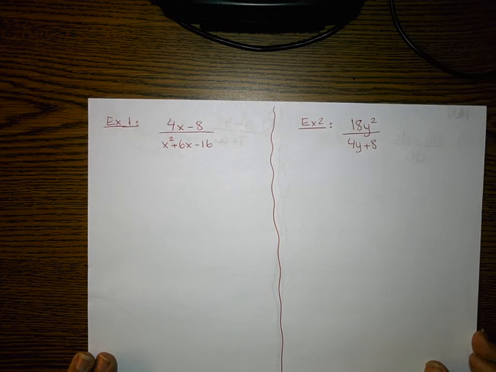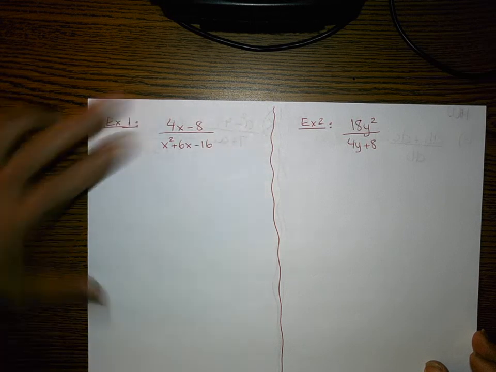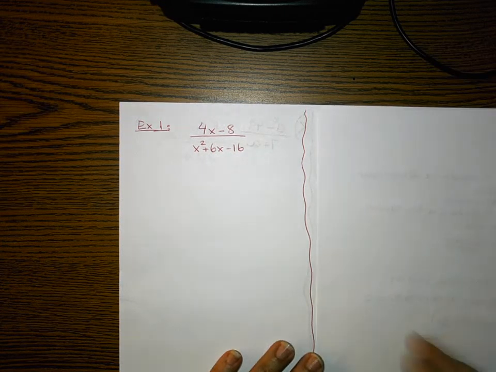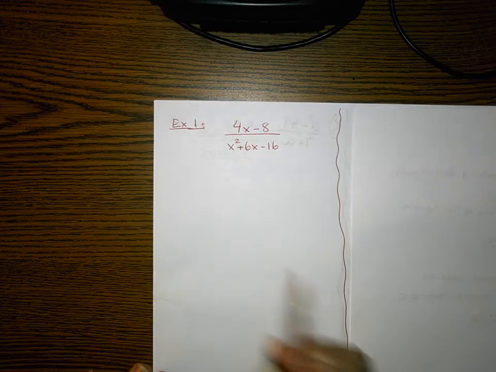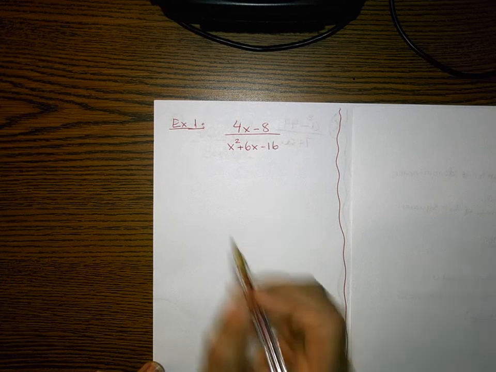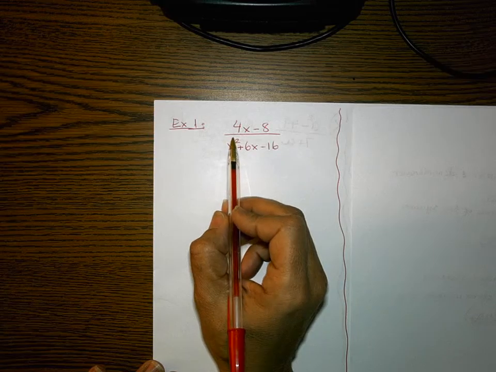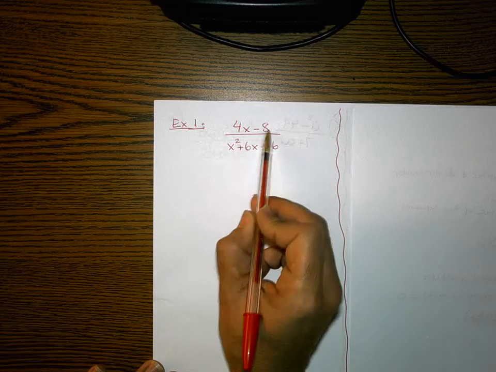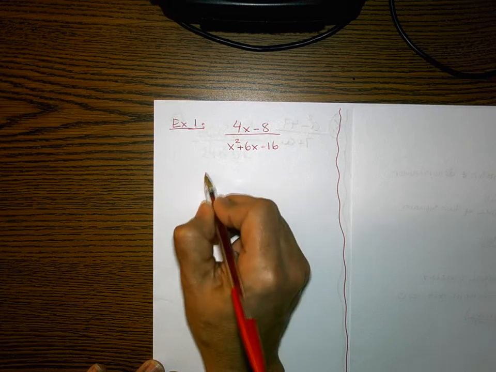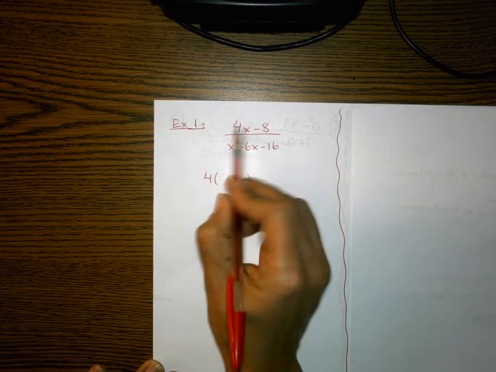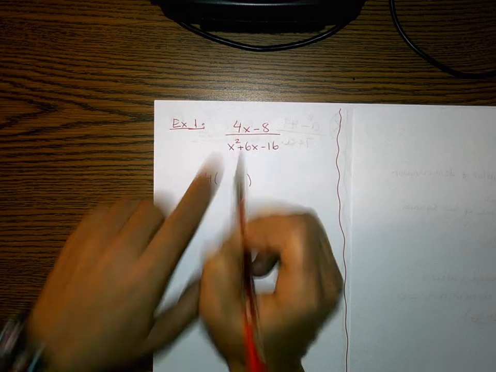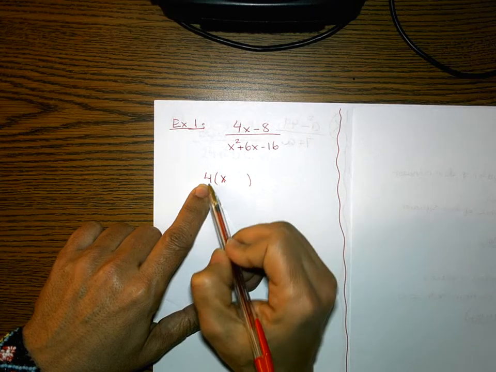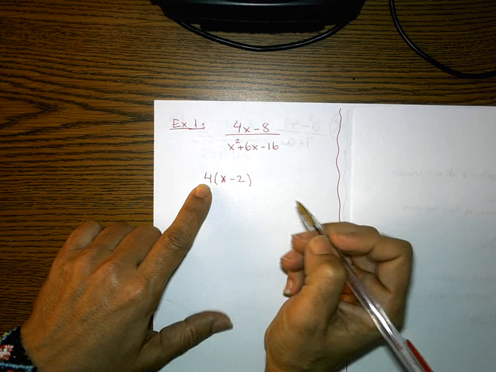So I have this rational expression, this fraction right here. Let me cover this other example. Let's do example 1 first. My first step is to factor completely. And then I always look for GCF. Take a look at 4x and -8. They both are divisible by 4. So if I factor out the 4, let's divide each term by 4. 4x divided by 4, the result is an x. And -8 divided by 4 is a -2. So there we go, I factored the numerator.